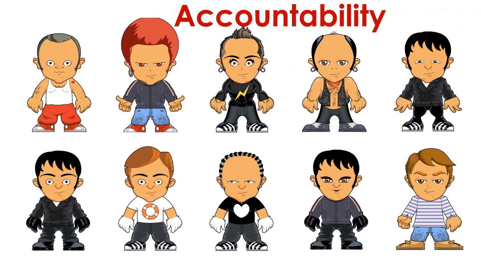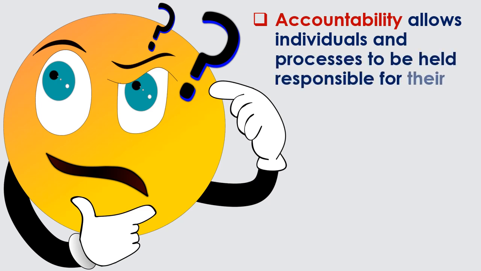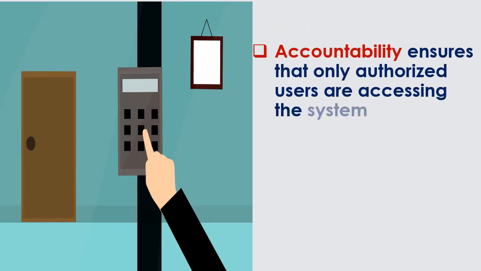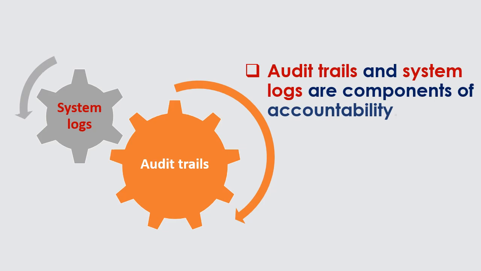Accountability. Accountability allows individuals and processes to be held responsible for their actions and decisions. Accountability ensures that only authorized users are accessing the system and using it properly. Audit trails and system logs are components of accountability.